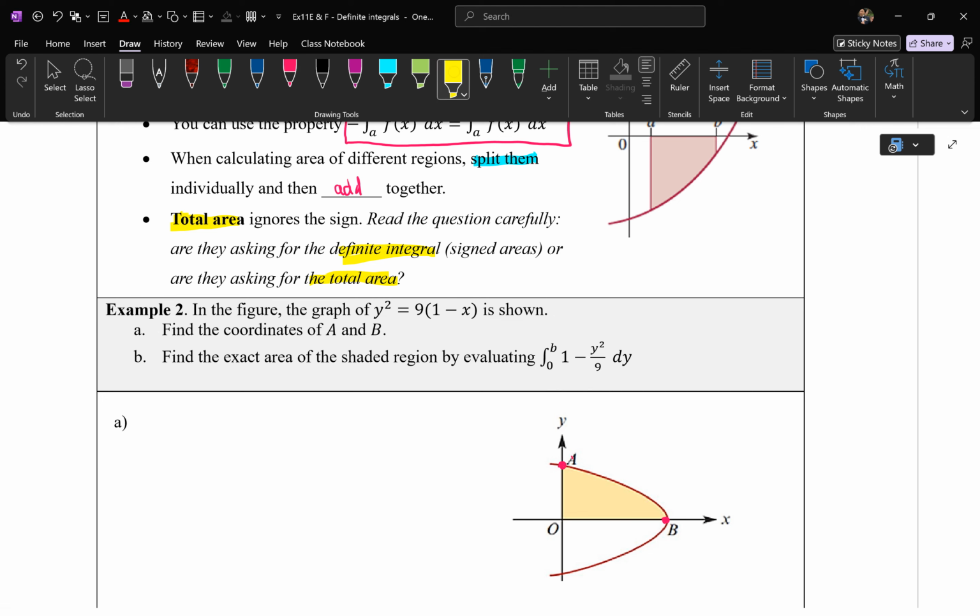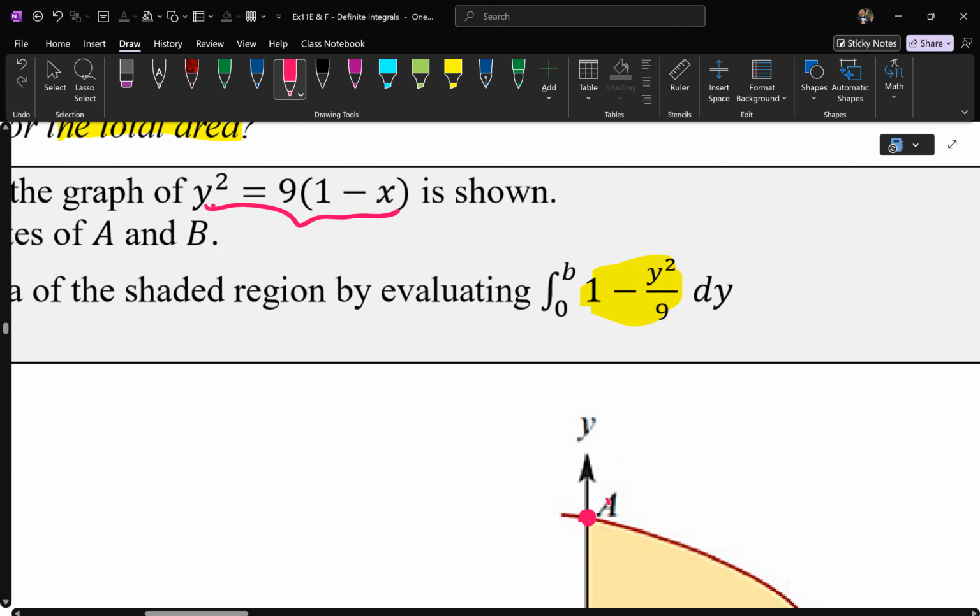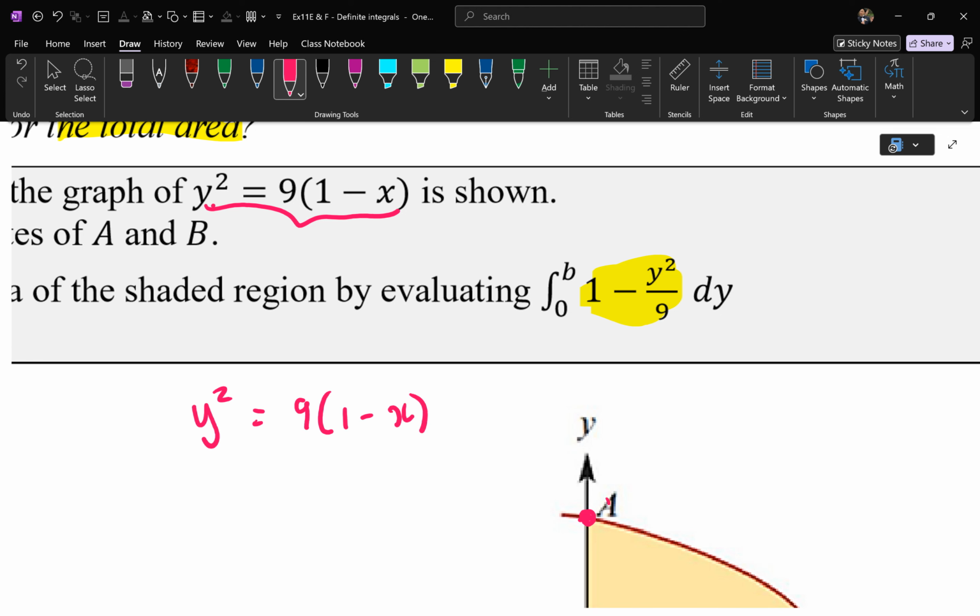So you might be questioning, where did this come from? This is the result of rearranging your equation. y squared equals 9 times 1 minus x. You rearrange it such that you have x equals something.